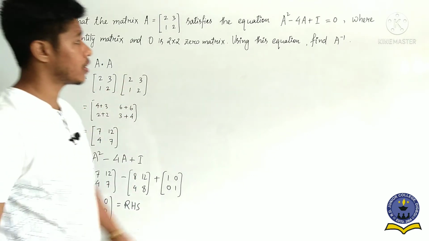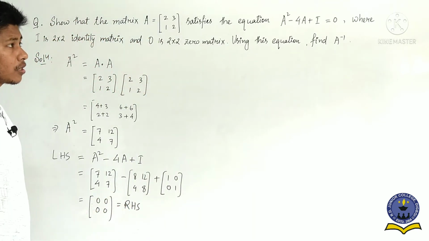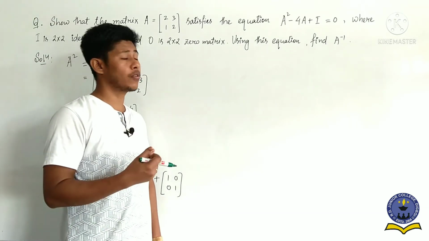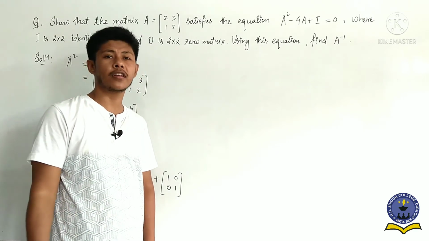The next part is important. With the help of this equation, how can we find out A inverse? One thing we know: to find A inverse, first of all we have to identify the determinant value.